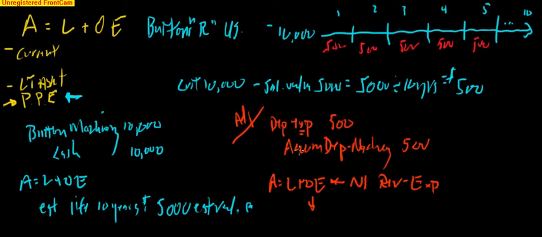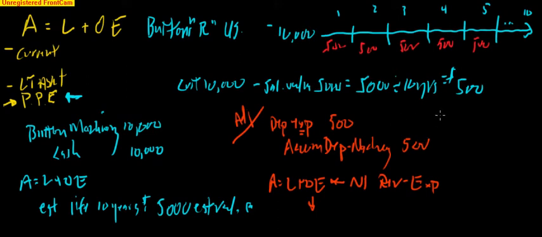Now, what is accumulated depreciation machinery? This is what's called a contra asset account. It means it's set against an asset account. What is the asset account that accumulated depreciation machinery is set against? Well, it's set against machinery. Button machinery, $10,000, and we have accumulated depreciation machinery of $500.